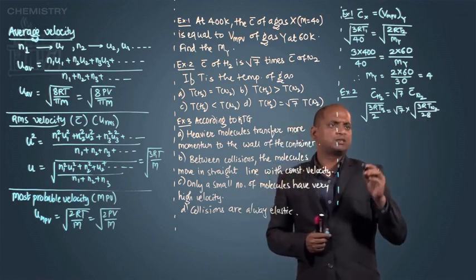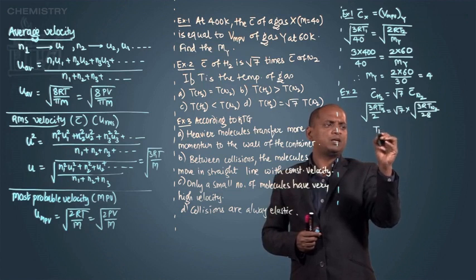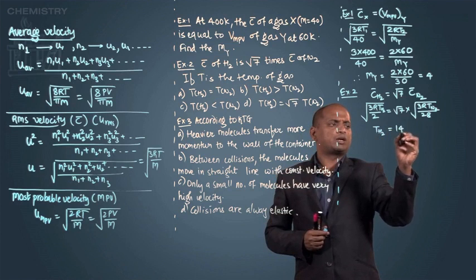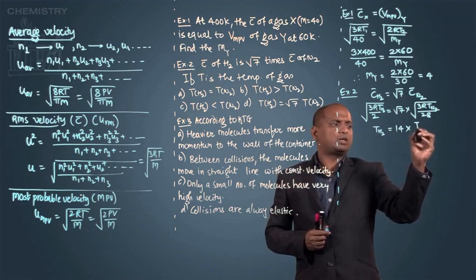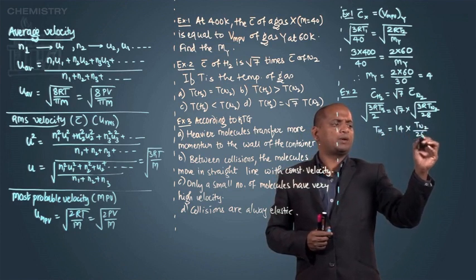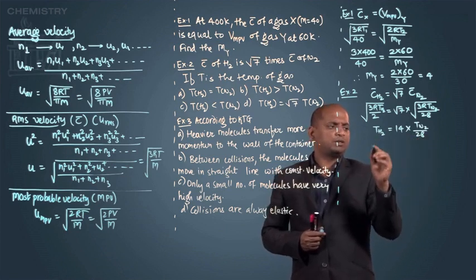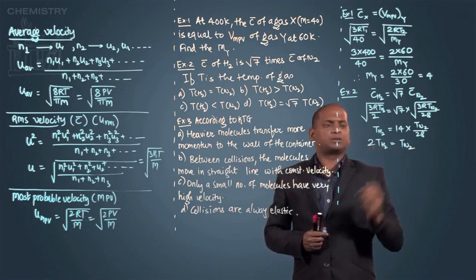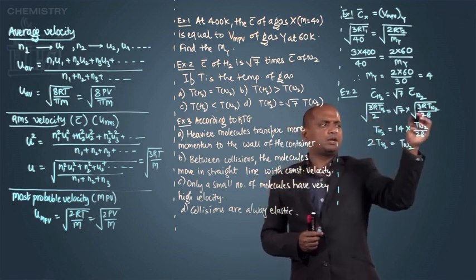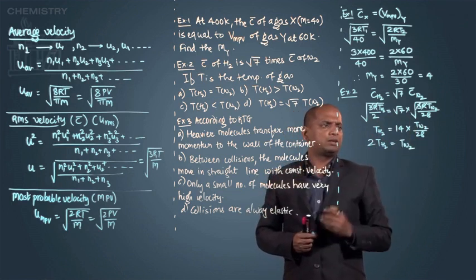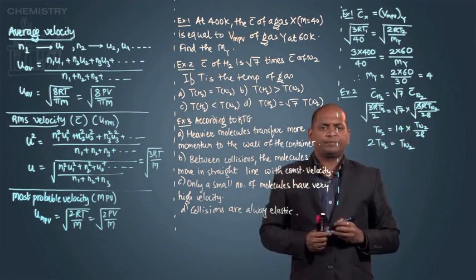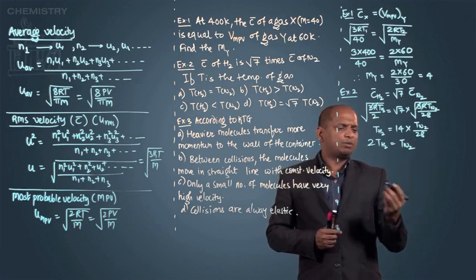If we square this, we can say that T of H2 is equal to 14 into T of N2 divided by 28, which means we can say that 2T of hydrogen is equal to T of nitrogen. Here 3 and 3, R and R get cancelled, so this becomes 2, so that goes here, 14, right, and if you simplify it you will get this.